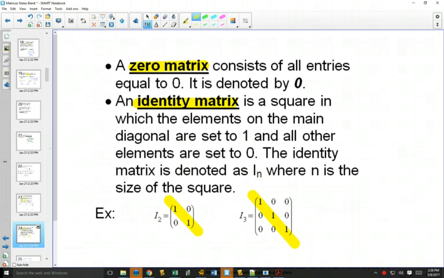Later on, the identity matrix is going to be important because we are going to want to multiply matrices. And what happens when you multiply by 1? Nothing. But it's a little bit more complicated in matrices. Hopefully we'll get to multiplying today, because that's when things get exciting.